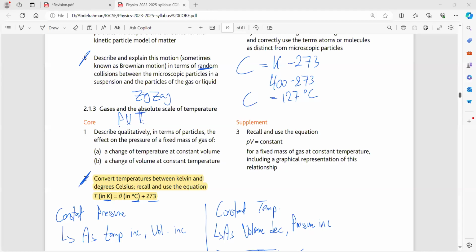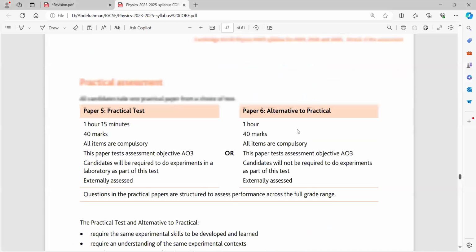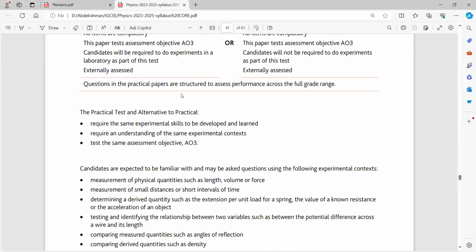Okay, for revision paper 6 we will start off with a quick look through the syllabus. Okay, what are we required to actually know in paper 6? Watch out, most of the points here, I will just go through quickly.